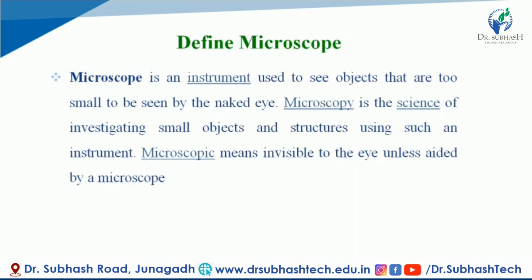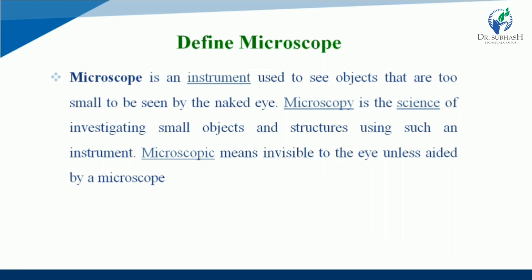First one, define microscope. So first of all, what is microscope? Microscope is an instrument used to see objects that are too small to be seen by naked eye. That means microscope is one type of instrument that is particularly useful for objects that are too small to be seen by naked eye.